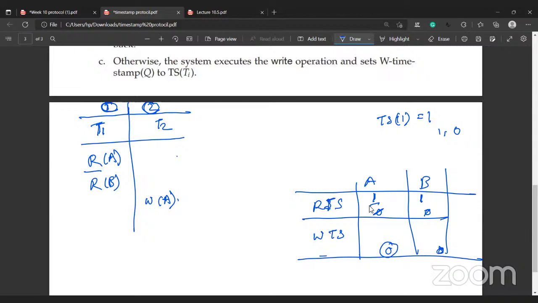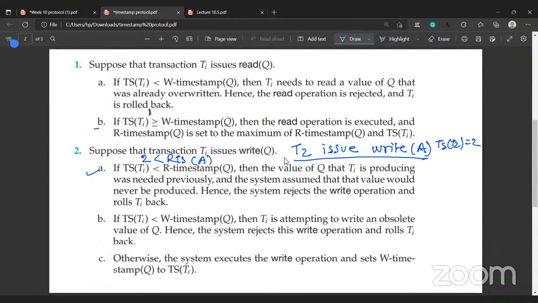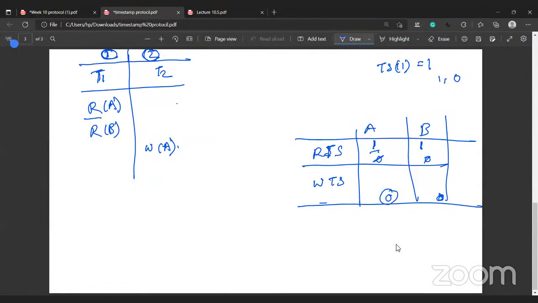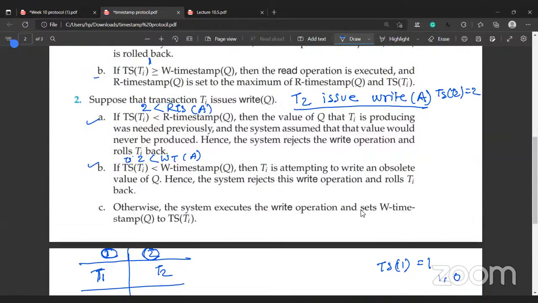So it is false, right? It goes to the second condition. The timestamp of T2 is 2. You have to check the write timestamp of A. The write timestamp of A is 0. Then that is also false. Otherwise, the system executes the write operation.